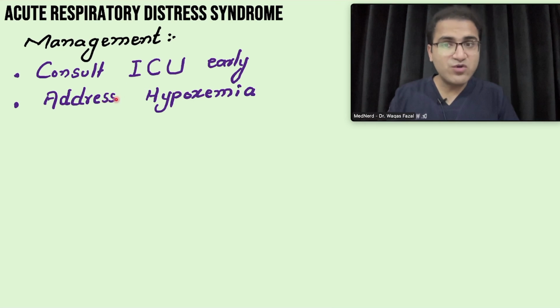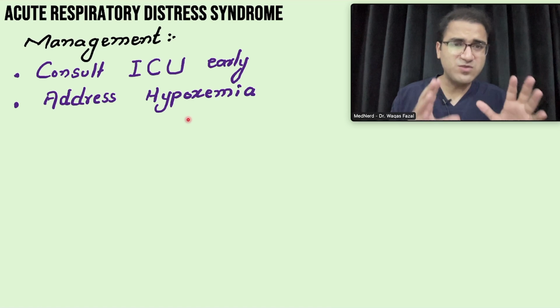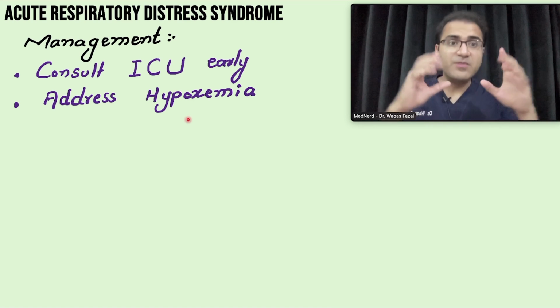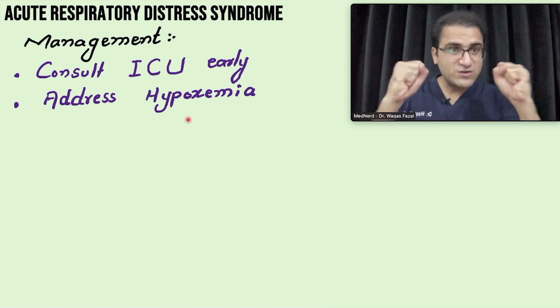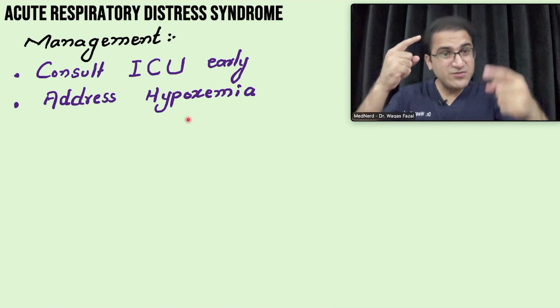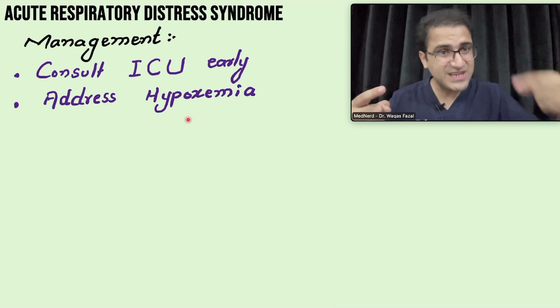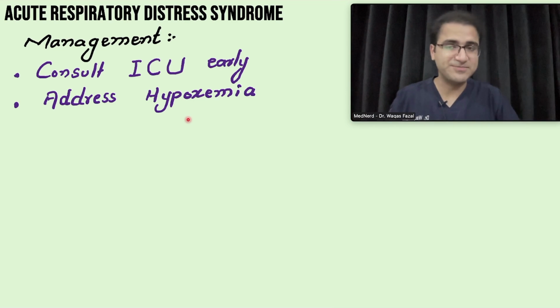The second most important thing is you address the hypoxemia. These patients are hypoxic, they are cyanosed, they are not maintaining saturation. Addressing and treating hypoxia is very important. As soon as you suspect ARDS, treat these patients for hypoxemia. Remember, hypoxia causes pulmonary vasoconstriction, and the more hypoxia the patient is having, the more pulmonary vasoconstriction, and it will further cause worsening of the acute respiratory distress syndrome. It's like a vicious cycle. The patient gets further worsening.